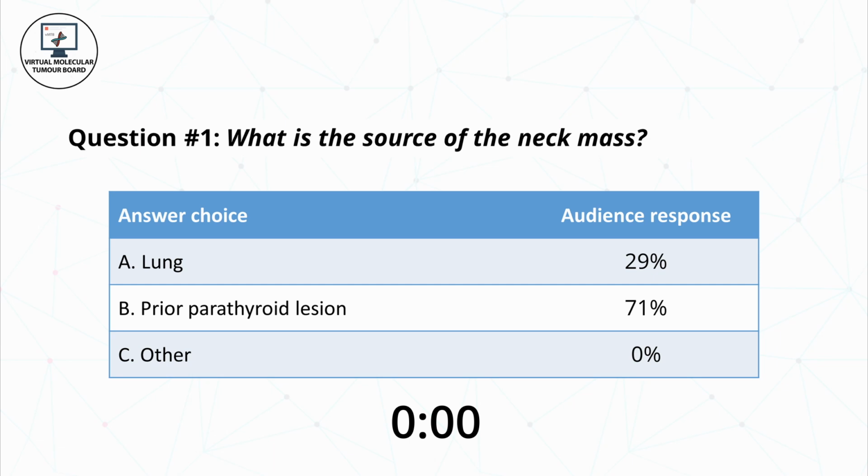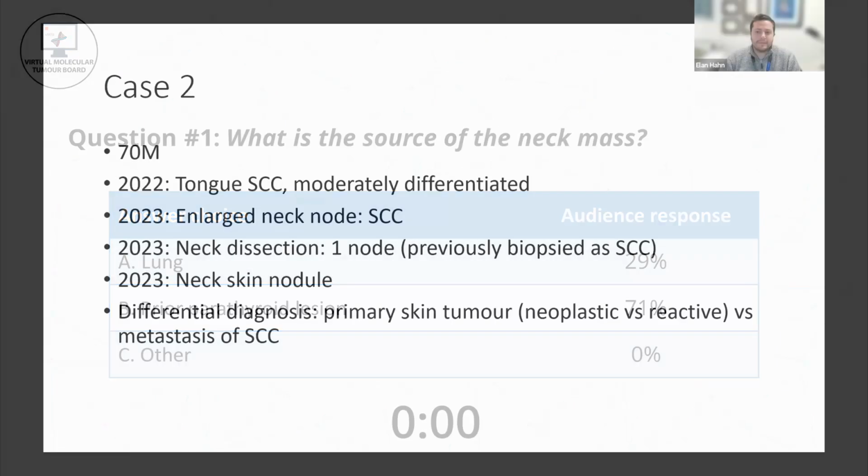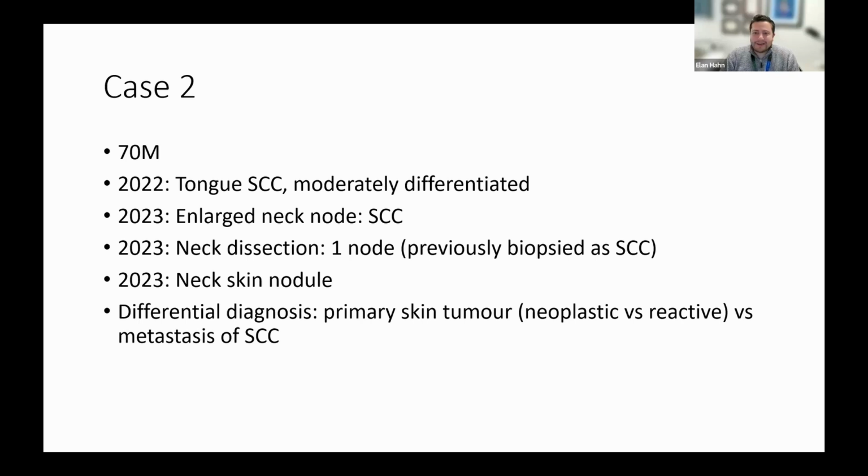So case number 2. This is a 70-year-old male. In 2022, he had a moderately differentiated squamous cell carcinoma removed from his tongue with negative margins. There was no lymphovascular invasion identified. There was perineural invasion. After his course of radiation finished, he noticed an enlarged neck lymph node, which was biopsied as squamous cell carcinoma.